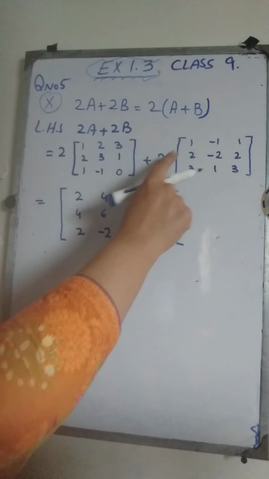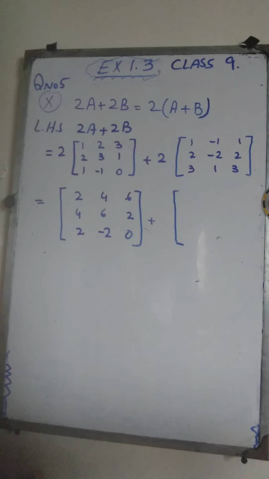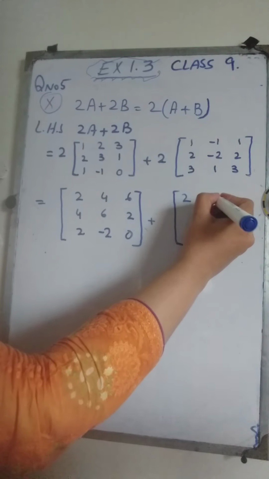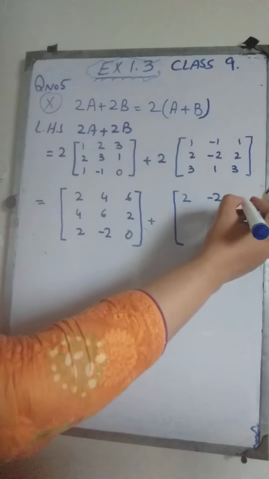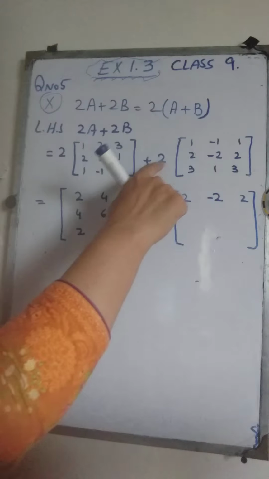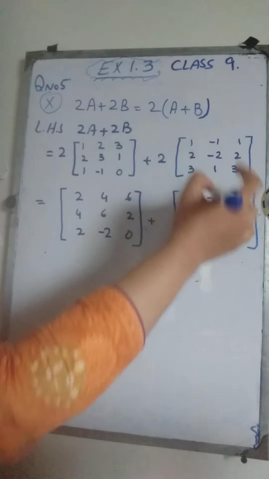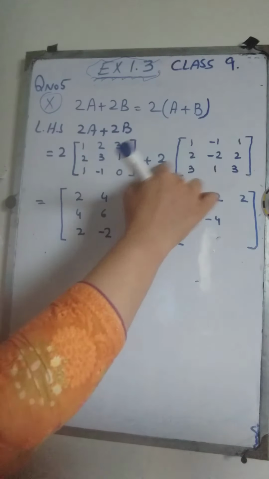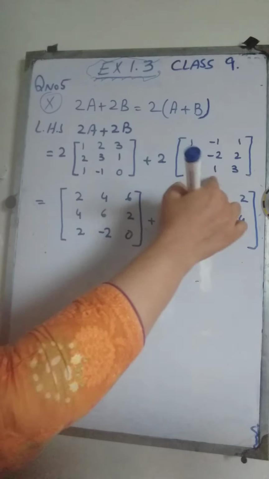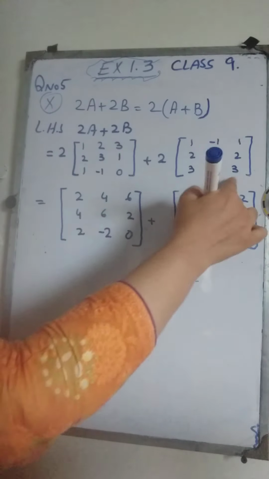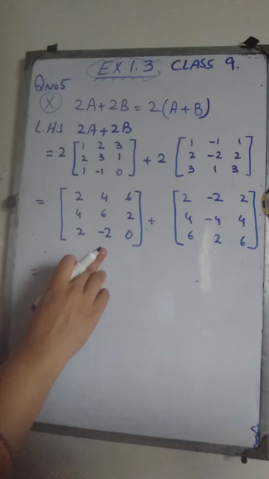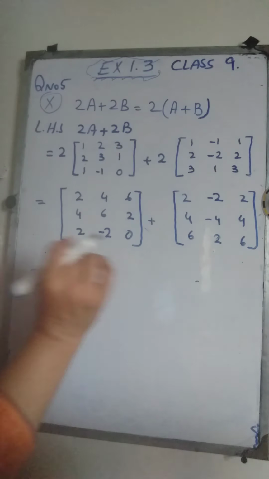Here we are going to multiply 2 with matrix B also. 2 times 1 will be 2, 2 times negative 1 will be negative 2, 2 into 1 will be 2, 2 into 2 will be 4, 2 into negative 2, negative 4, 2 into 2 is again 4, 2 into 3 is 6, 2 into 1 is 2, 2 into 3 is 6. So we have calculated 2 times A and 2 times B. Now we are going to add them.